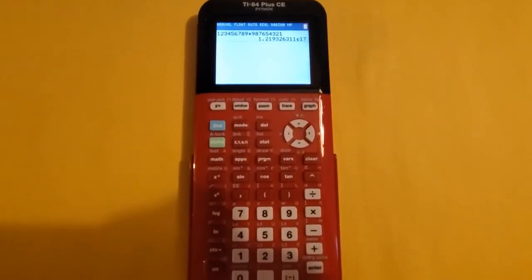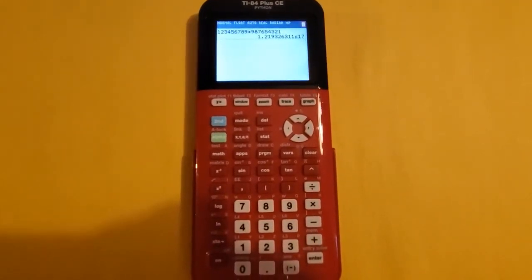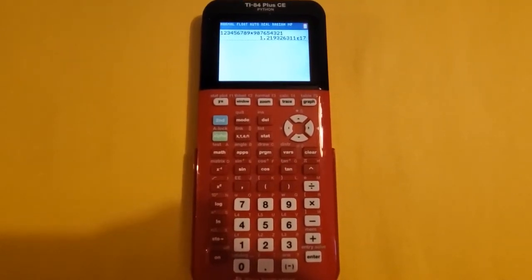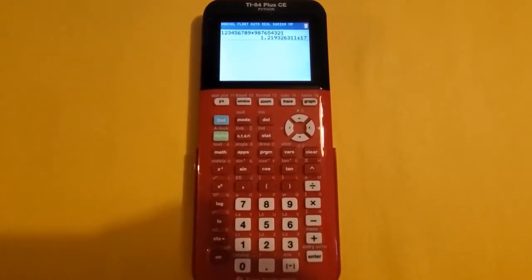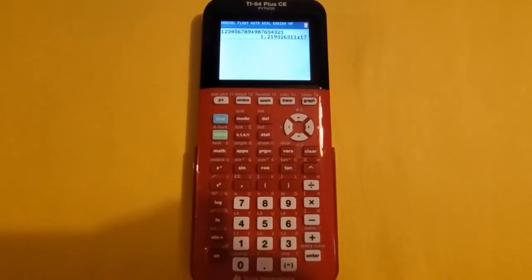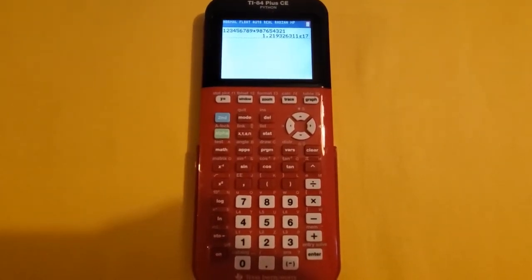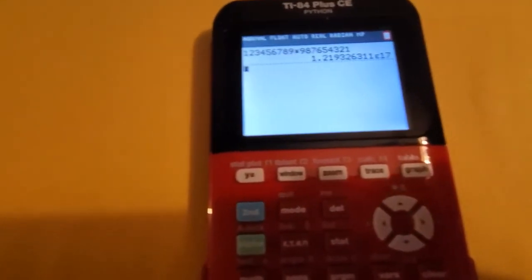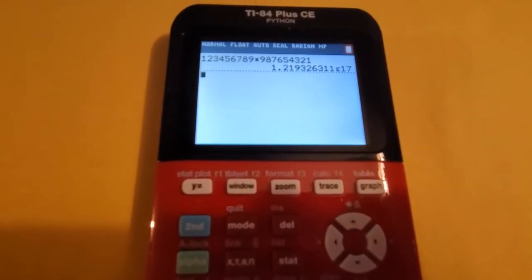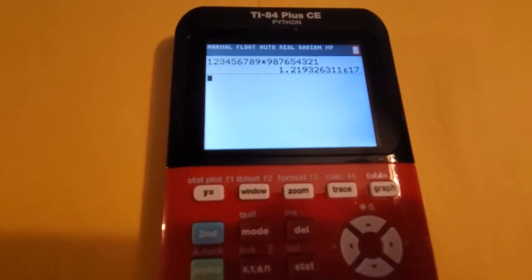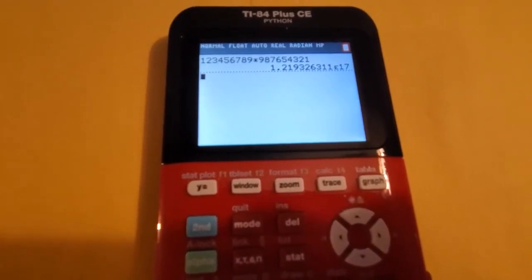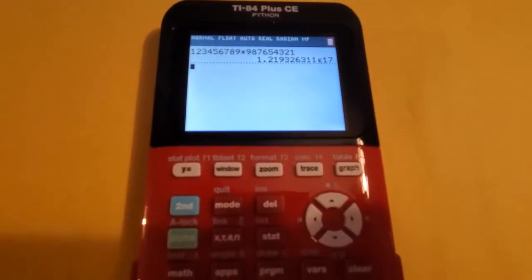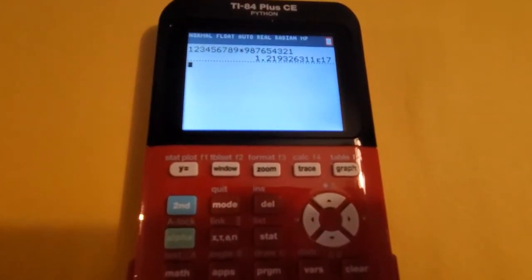Mine happens to be red because I wanted the red calculator, but they come in lots of different colors as well. This is a TI-84 Plus CE. I think the CE stands for something like Color Edition. That just means the screen that it's displaying stuff on has colors. Other screens are black and white. So if you have the TI-84 Plus, the TI-84 Plus CE, if you have a TI-83, that will also work the same way as one of these.